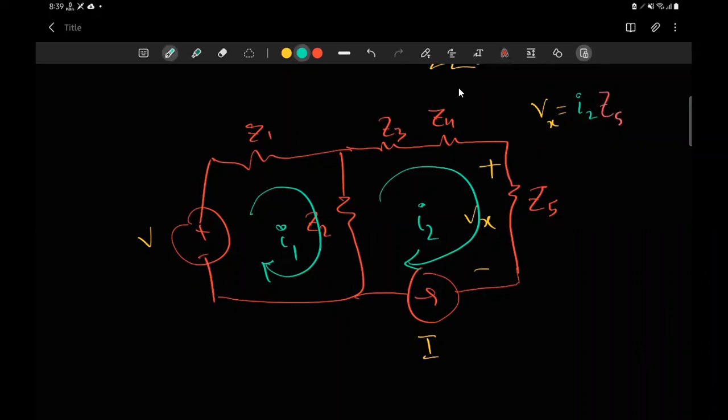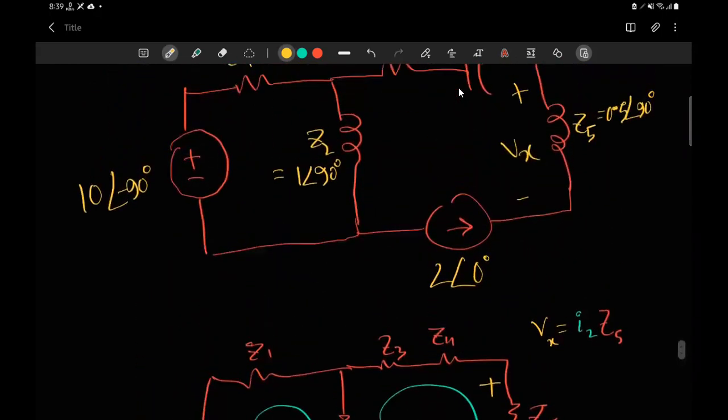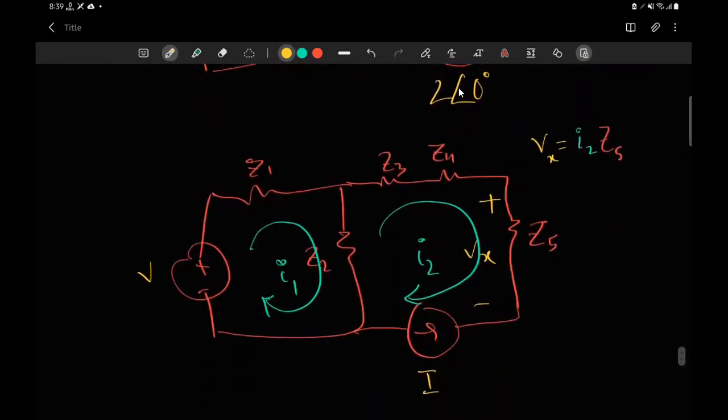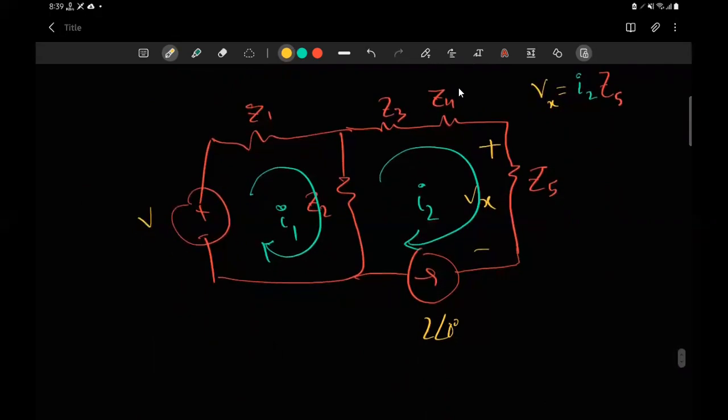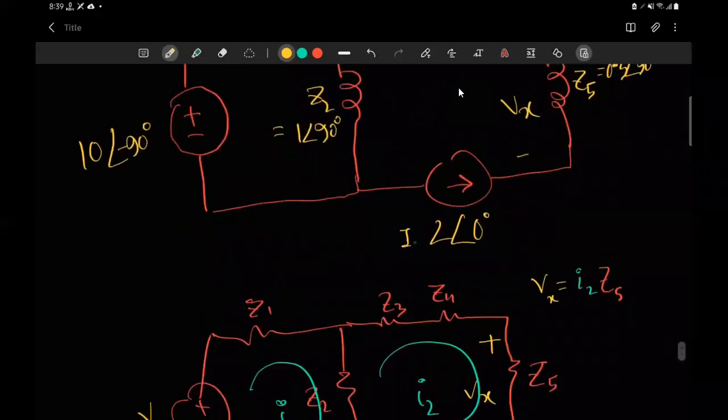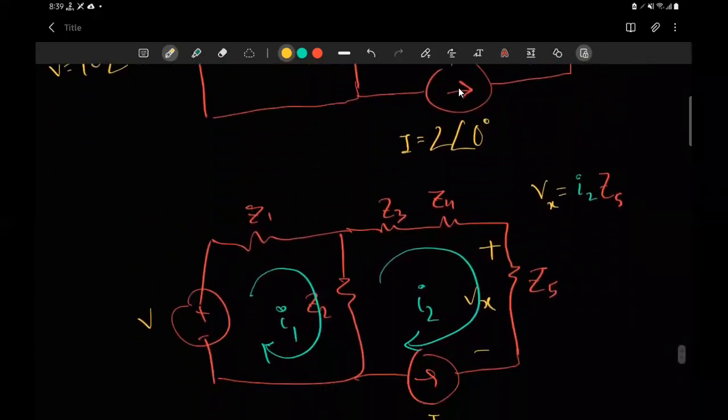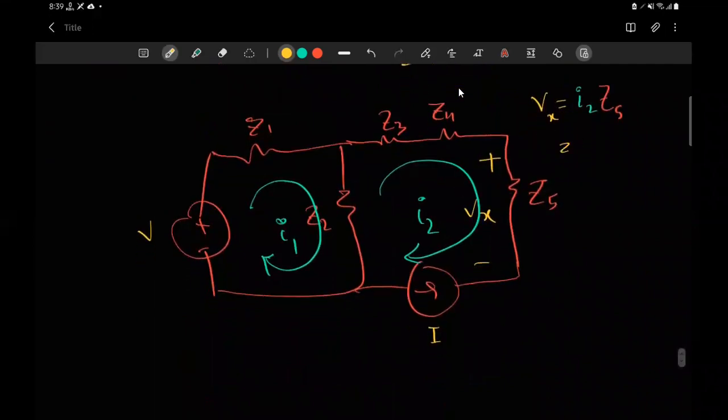Right. So all you need to do is find the value of I2 to figure out Vx. And we are also already given the value of I, which is 2 angle 0 degrees. So what's the value of I2? Minus I. If this was I, and this is V, I'm just giving them names. So the value of I2 is basically minus I.